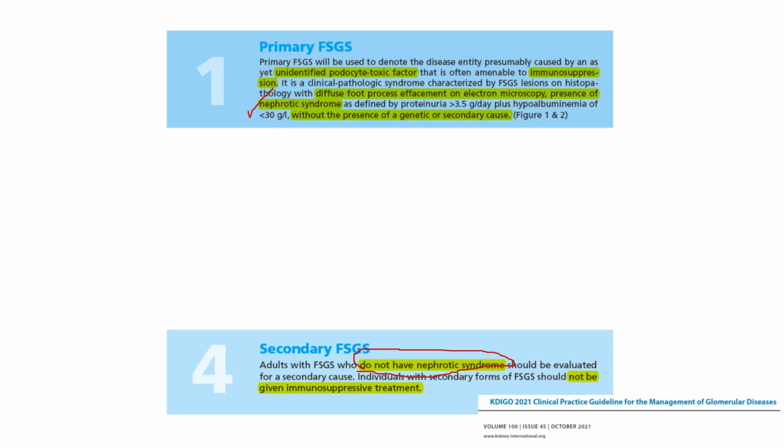Or the patient may present with low albumin in the blood, less than 3 grams per deciliter, but non-nephrotic range proteinuria in the urine, less than 3.5. Or the opposite, the patient may present with nephrotic range proteinuria, but with normal serum albumin. So in secondary FSGS, the patient does not have the combined low serum albumin and high protein level more than 3.5 in the urine. And this patient shouldn't receive immunosuppressive treatment because in this patient, we must treat the secondary cause.